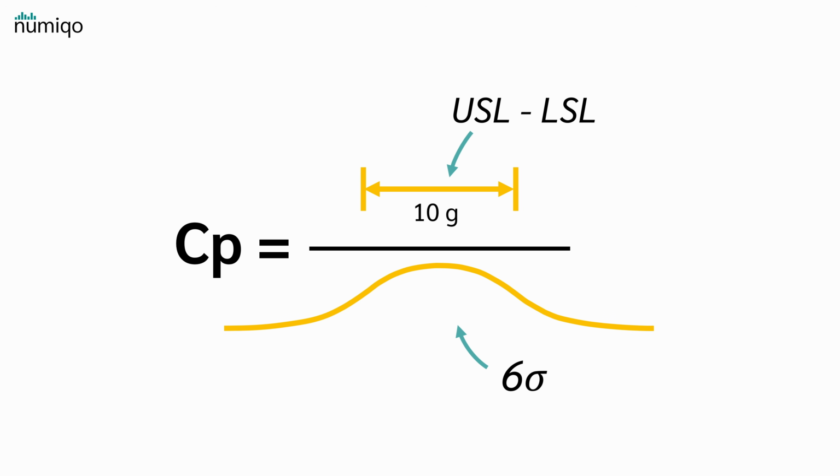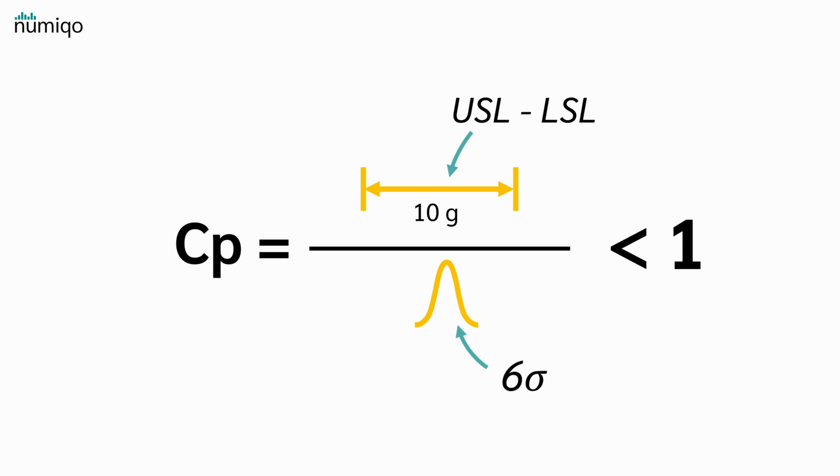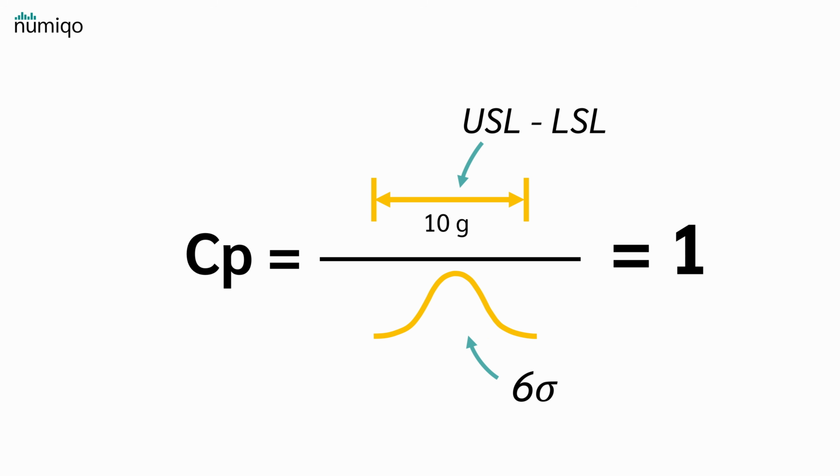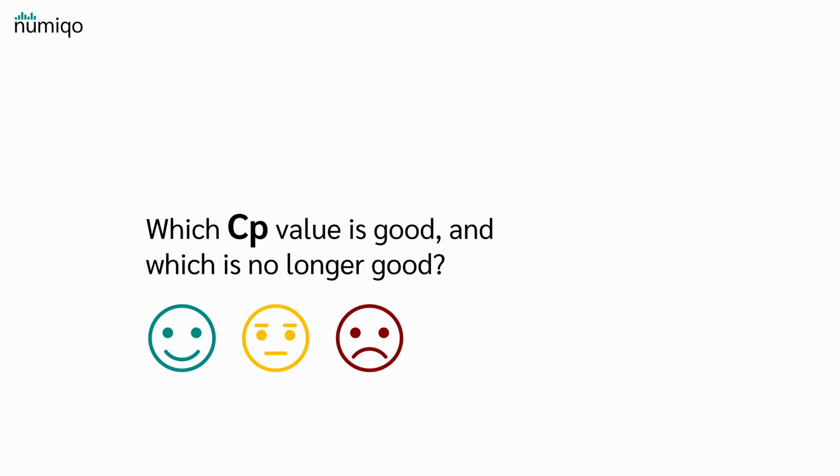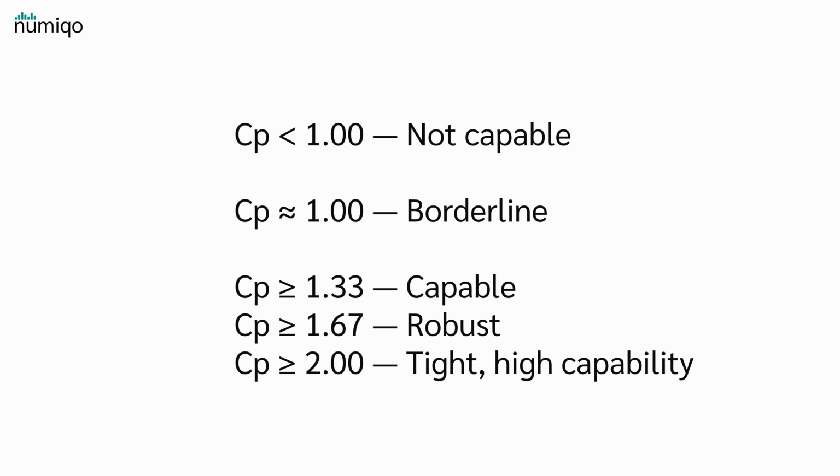So if the process variation is large compared to the specification width, Cp is less than 1. If the variation is small compared to the tolerance, Cp is greater than 1. And if 6 sigma is equal to the tolerance, Cp is 1. So which Cp value is good and which is no longer good? There isn't one universal official table, but these widely used rules of thumb cover most industries. Below 1 is not capable, 1 is the borderline, and above 1.33 is considered capable.